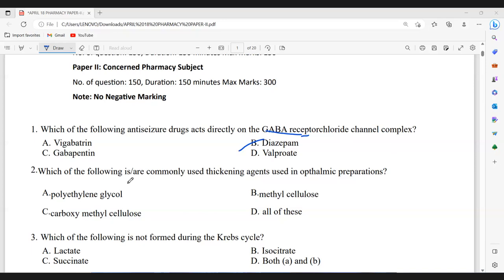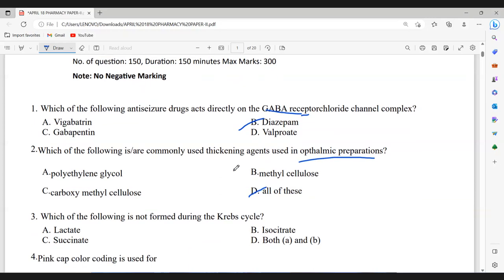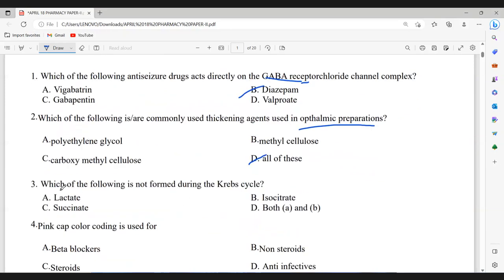Then second question, which of the following are commonly used thickening agents used in ophthalmic preparations? We'll use everything. These thickening agents mainly increase the viscosity of your preparation. Then third question, which of the following is not formed in Krebs cycle? It is the direct question.